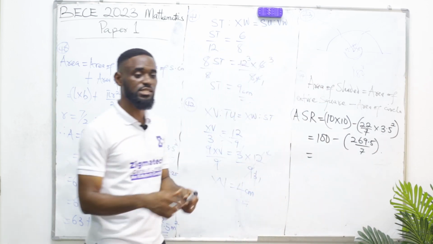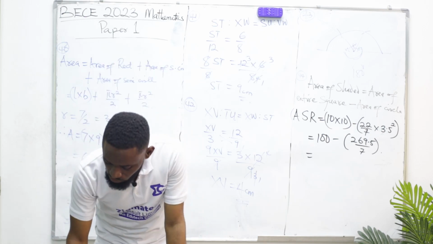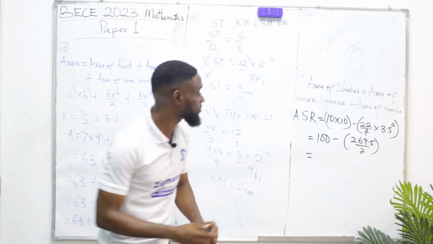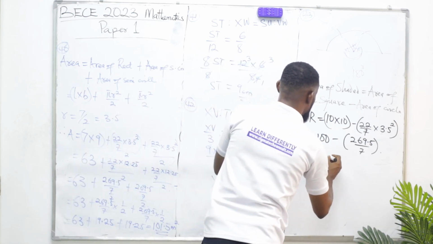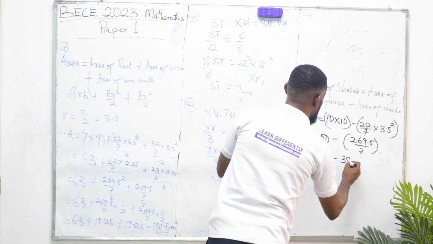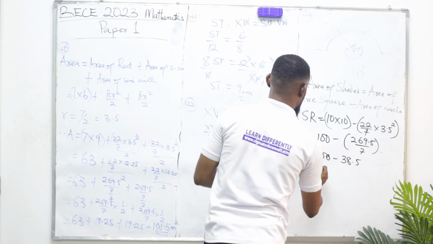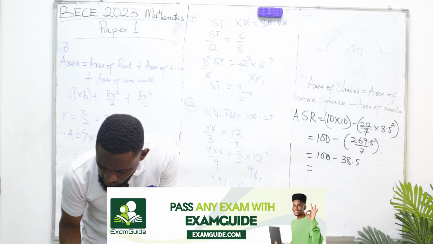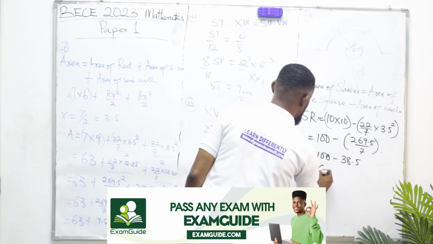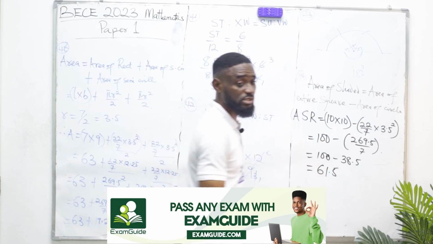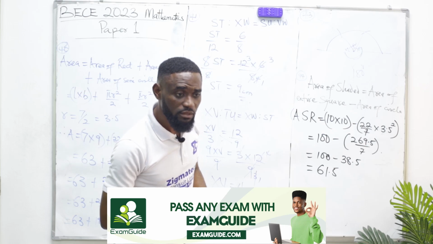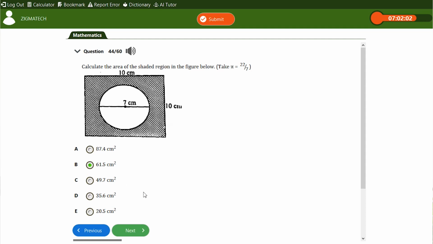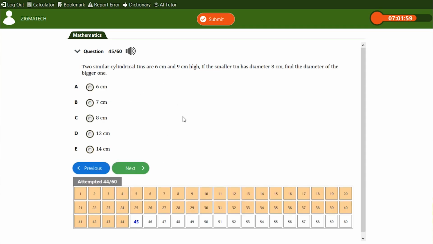Is that correct? 269.5 over 7. All right, so we just divide by 7. So 38.5. So this is 100 minus 38.5. That is what it is, okay? So 100 minus 38.5 gives us 61.5. Did they ask us to convert to anything? Okay, nothing. So 61.5 is the correct option. Option B, all right? All right, let's move to the next.